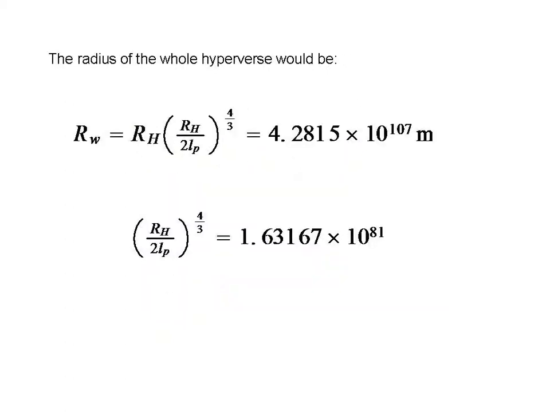Now, we did these calculations in the geometric mean paper, but for a quick review, the radius of the whole hyperverse would be essentially the cube root of that factor, or r sub h over 2 LP to the 4/3 power, meaning the radius of the whole or entire hyperverse is about 4 times 10 to the 107th meters. It's larger than the observable hyperverse radius, this hypothetical thing we just created, by a factor of more than 10 to the 81 power.